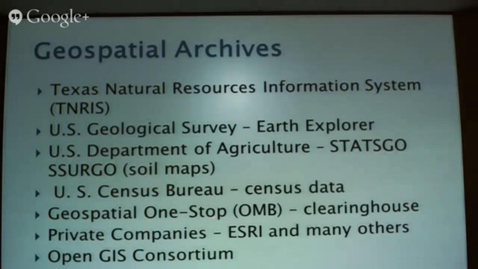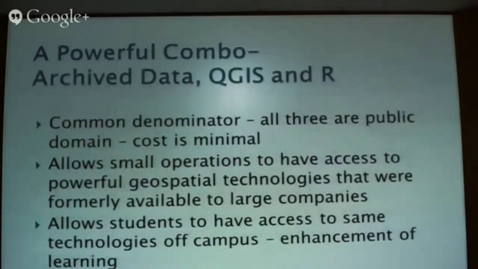There is a Geospatial One Stop, which is run by the Federal Office for Management and Budget, and it's a clearinghouse for GIS data. So you can go in there and shop around and all that kind of stuff. Then there's many private companies. The one that developed ArcGIS is the Environmental Systems Research Institute. There's many, many others, and they have all kind of imagery and GIS data. And then there's the OpenGIS Consortium, which has been for many years promoting GIS. So they have all kind of stuff that you might be interested in.